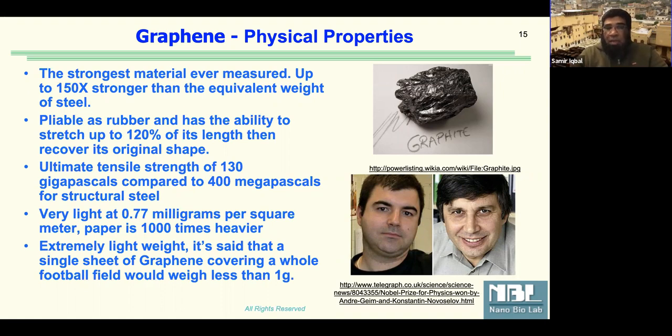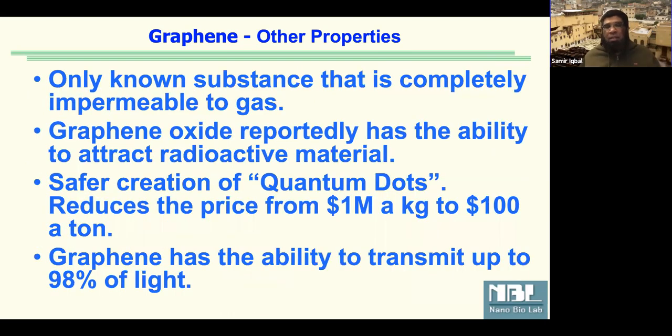And tensile strength, if you compare 400 megapascal, that's for steel, it has 103 gigapascal, many orders more than that. And it's light, it's lighter than paper even, right? And they say that if you could get a single sheet of graphene to cover the whole football stadium, it would weigh less than 1 gram. But the question is, how do we get that quantity together, right?